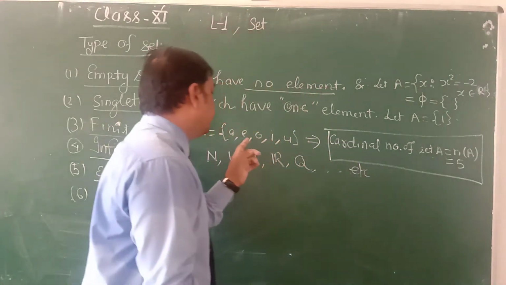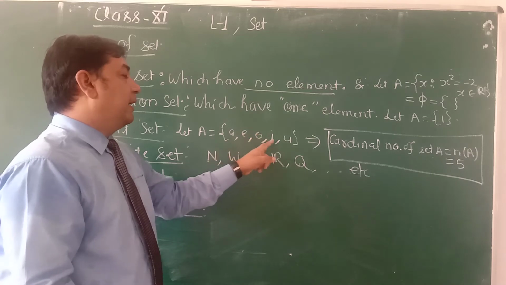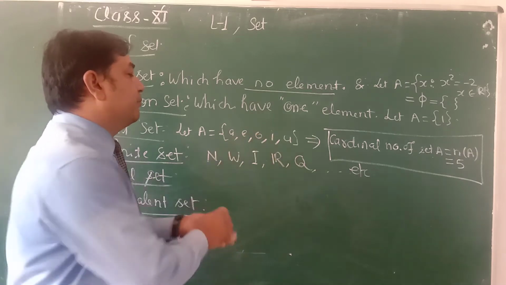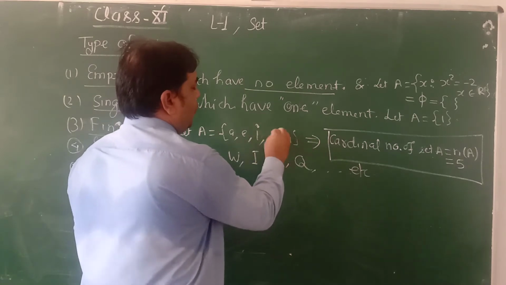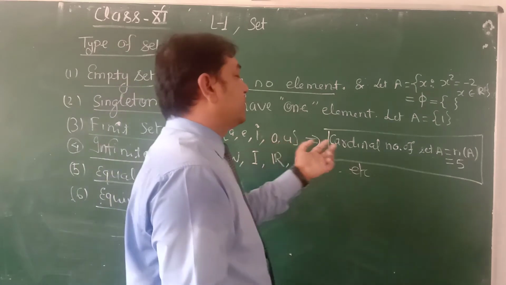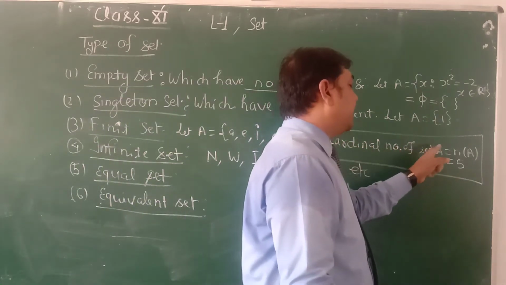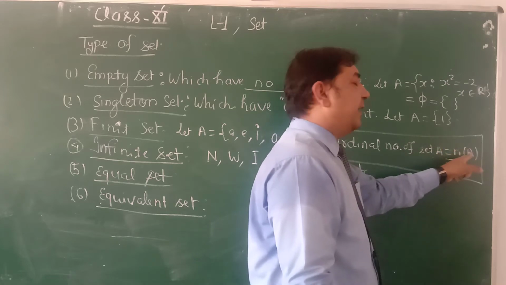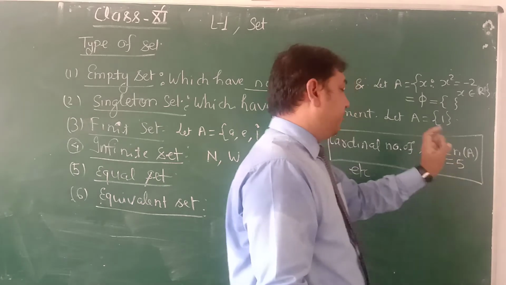Here you see that there are 5 elements: a, e, i, o and u. There are 5 elements. So we write here the cardinal number of set A, this is equal to n(A), where n is the number of elements in set A. This is equal to 5.